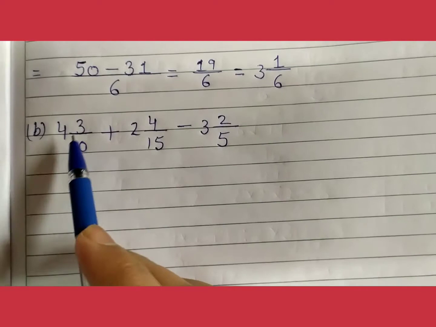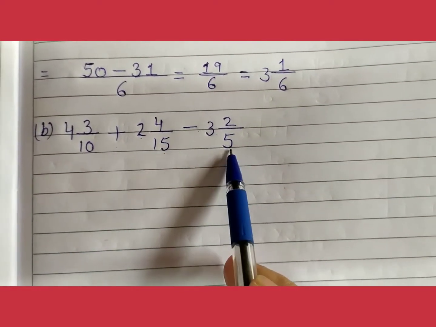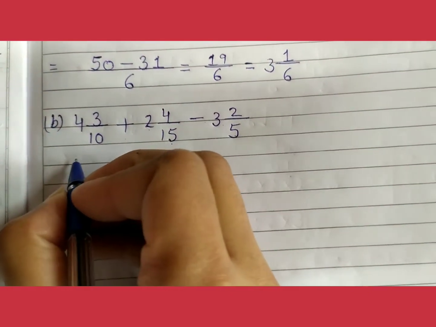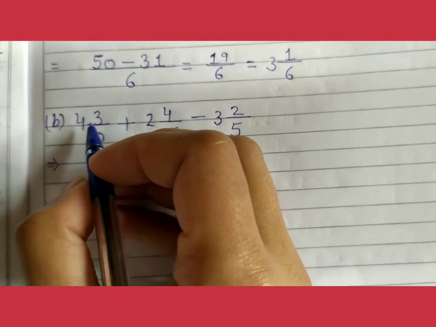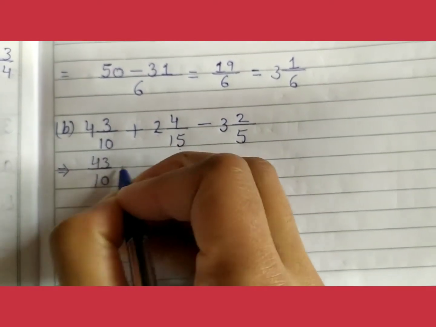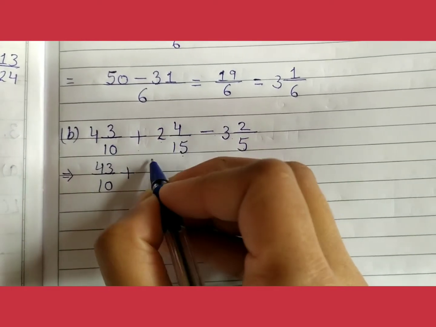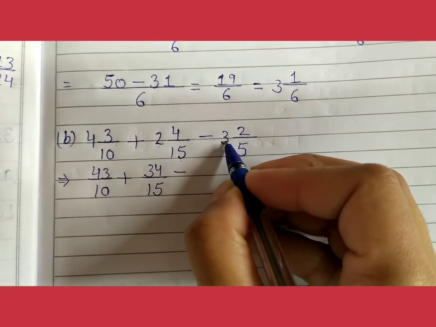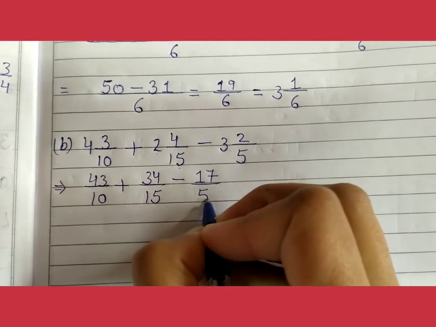Next question is 4 3/10 plus 2 4/15 minus 3 2/5. Firstly change into improper fraction. That is 10 multiply 4, 40. 40 plus 3, 43 upon 10, plus 15 multiply 2, 30. 30 plus 4, 34 upon 15, minus 5 multiply 3, 15. 15 plus 2, 17 upon 5.